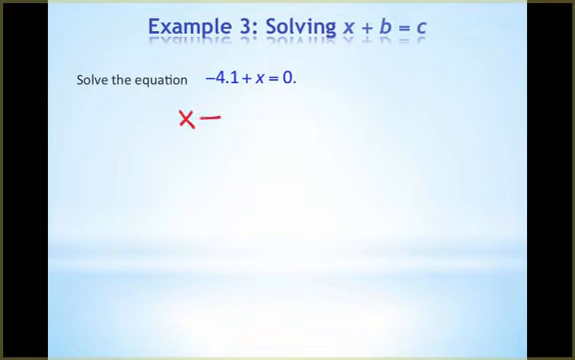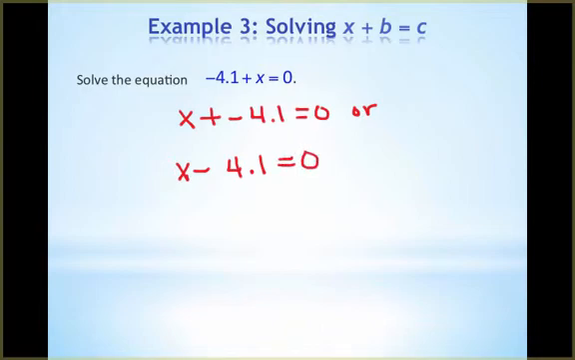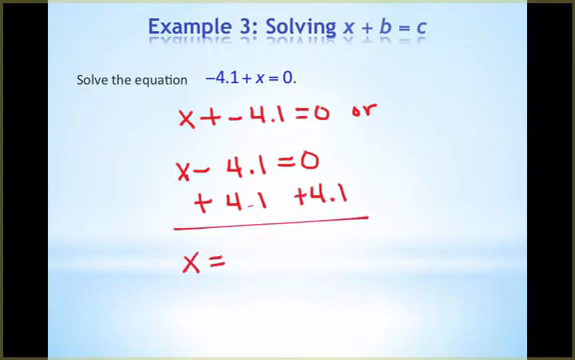In our next example, we've got negative 4.1 plus x equals 0. I could rewrite that equation as x plus negative 4.1 equals 0, or x minus 4.1 equals 0. Now to get rid of the minus 4.1, I would add 4.1, and those will cancel and give me x equals 4.1.